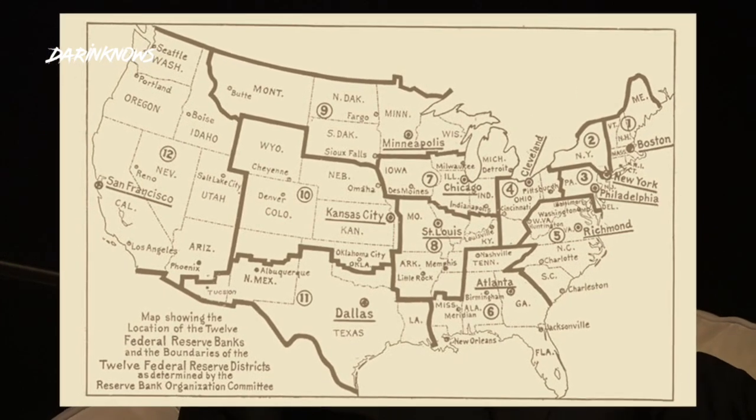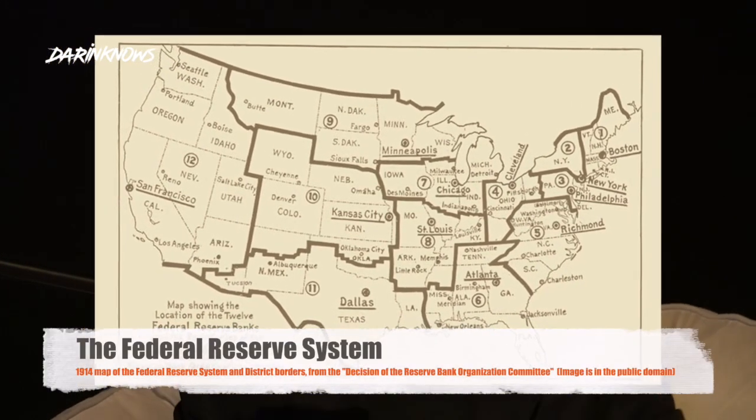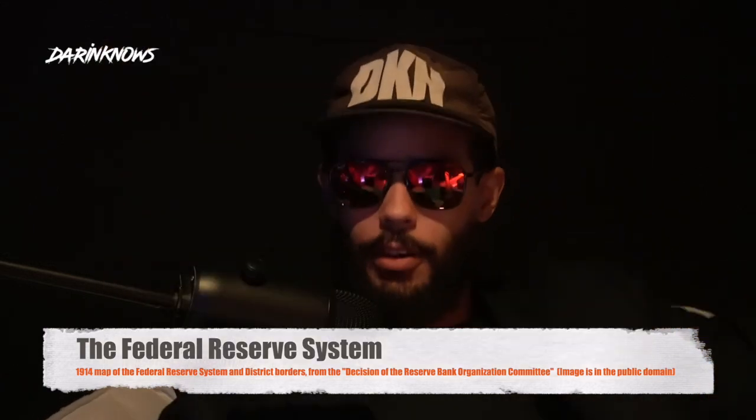We're gonna be talking about the Fed. Hopefully, Darren knows. Let's get right to it. The Fed structure. This is what you didn't learn in school. This is a map of the 1914 Federal Reserve System and district borders, and this is from the government website. You can go look this up yourself.